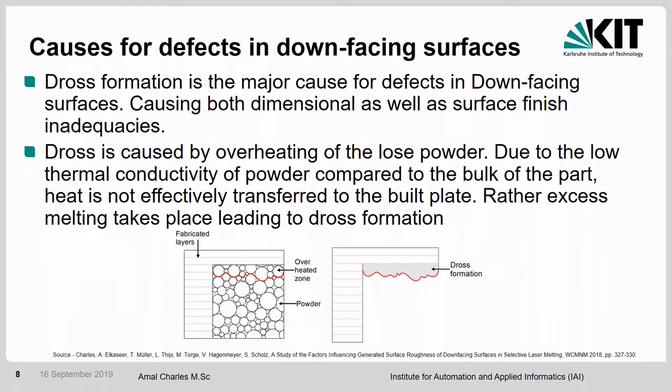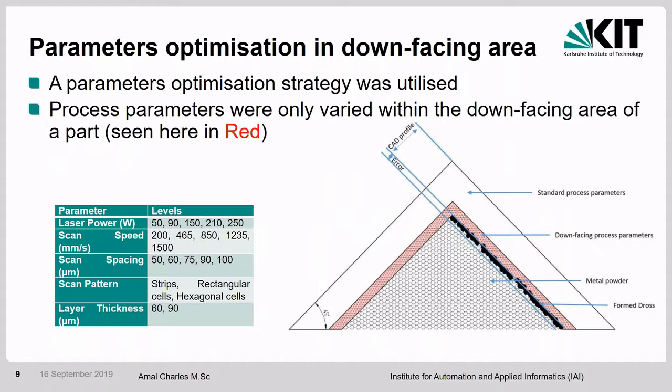So, I think Umberto touched upon this a little bit. The main cause for defects in down-facing surfaces is the formation of dross. Dross is formed primarily because of the overheating of powder, which is due to the low thermal conductivity of powder compared to the bulk of the part. Heat is not effectively transferred to the build platform, which results in the formation of this overheated zone, and therefore dross is formed.